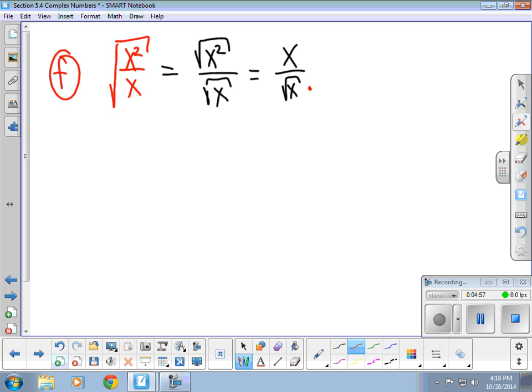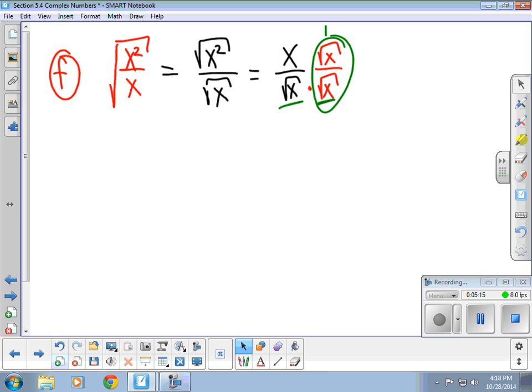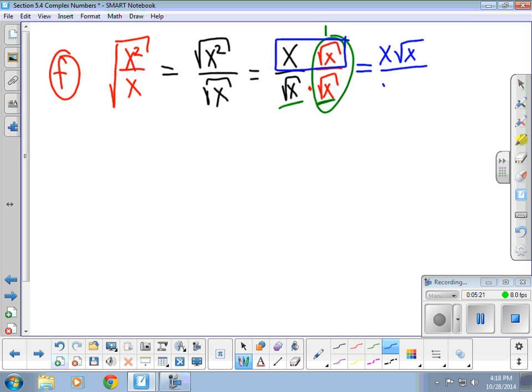So what I'm going to do is multiply by the square root of x over the square root of x. Whatever is here, I'm going to multiply by the same thing here. And this is going to be okay because the same number over the same number is 1, and you can multiply anything times 1. So this equals, and I go straight across, x square root of x over the square root of x times the square root of x.